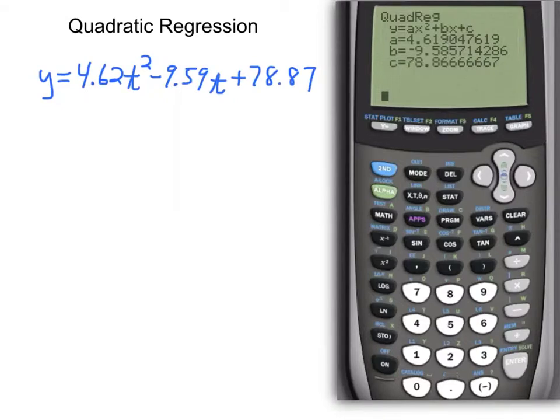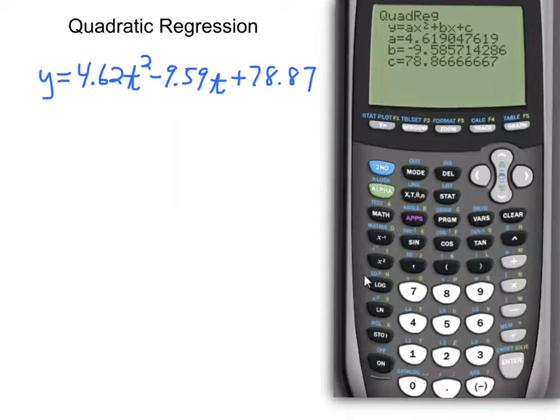Now, when you compare this model with the one we did when we chose 3 ordered pairs, it's kind of similar. For this first number, we got a 5, and this is 4.62, which isn't far off. We got a negative 11.25 for this middle number, and calculator gets negative 9.59. And we had a plus 80 at the end, and here it's plus 78.87. So the numbers are a little different, but reasonably close to the model that we found when we did it by hand.